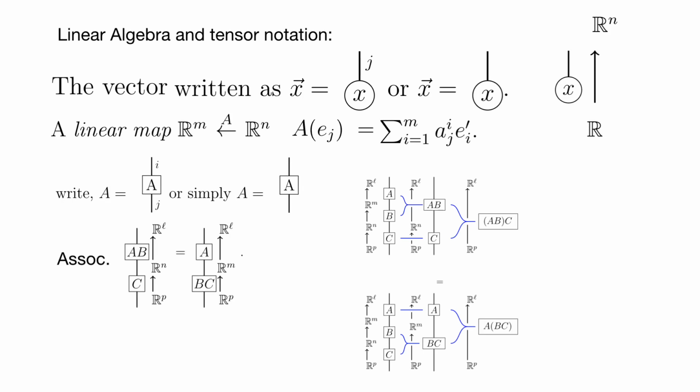Associativity of matrix multiplication is expressed by stacking boxes on top of each other. Or if you like, over on the right side of the slide, we can consider the composition of A and B and then compose that with C, or we can consider the composition of B and C and then compose that with A, and the associativity axiom says that those two compositions are equal.